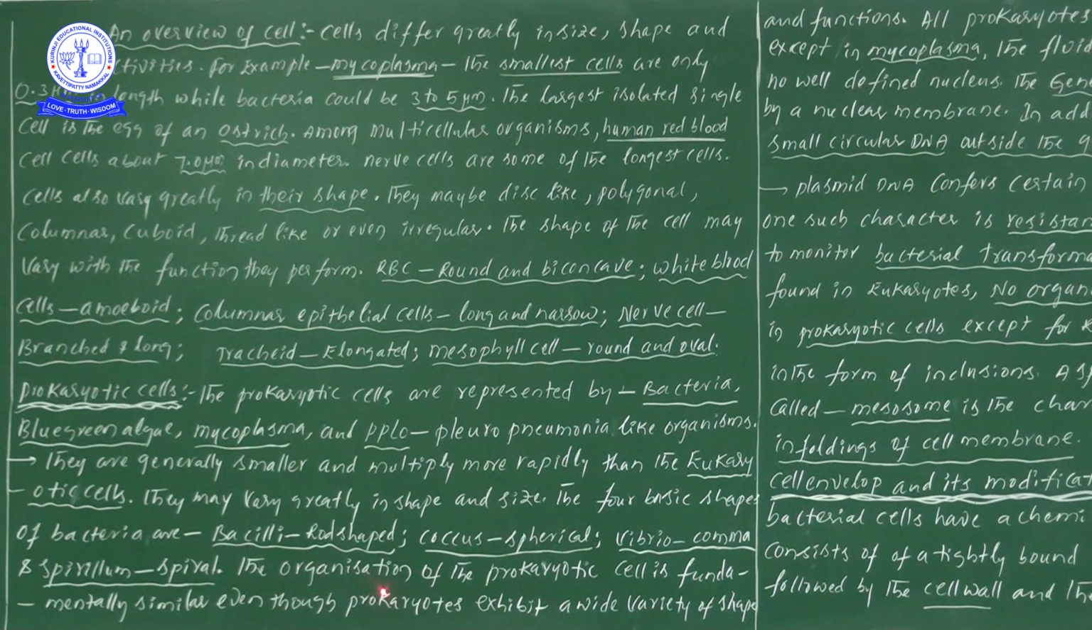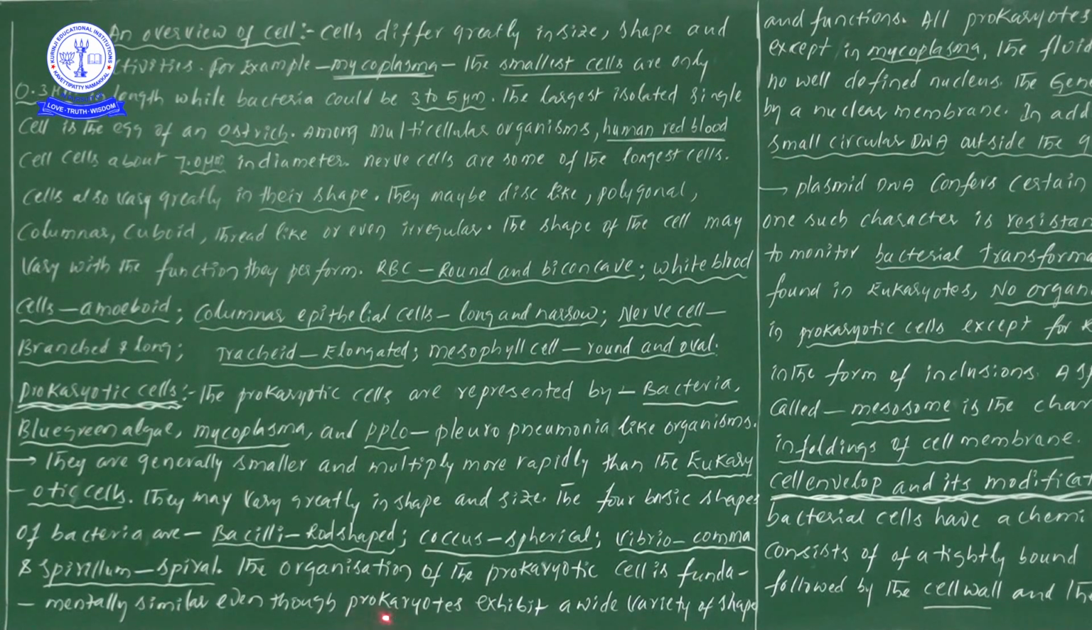Now the organization of the prokaryotic cells is fundamentally similar. One more time you see there, the organization of prokaryotic cells is fundamentally similar. Means, suppose if you take one particular prokaryotic cell, these things must be there and these things should not be there. Likewise the arrangement must be like this. Likewise, the organization, everything in prokaryotic cells is fundamentally similar.